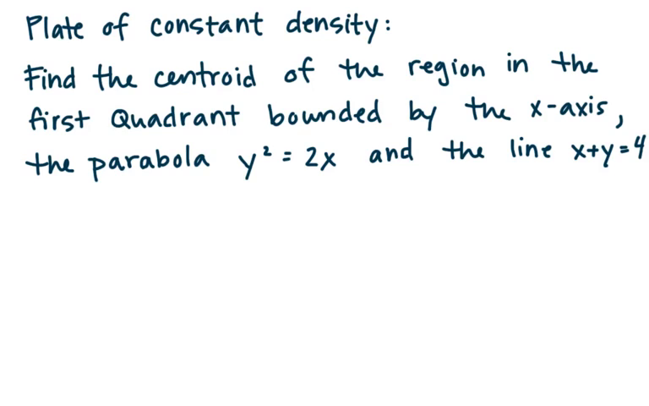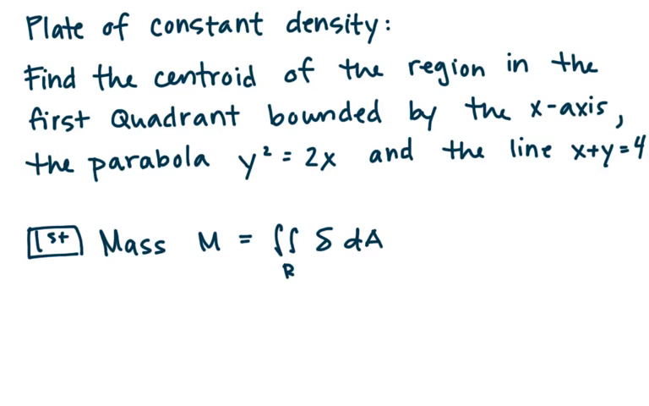All right, so we need our mass m, our moment about the y-axis for x bar, the x-coordinate of my centroid, and the moment about the x-axis for my y bar, which is the y-coordinate of my centroid. So the first thing I'm going to do, and you can do them in any order, is the mass. And the mass, m, is equal to the double integral over the region of delta dA.